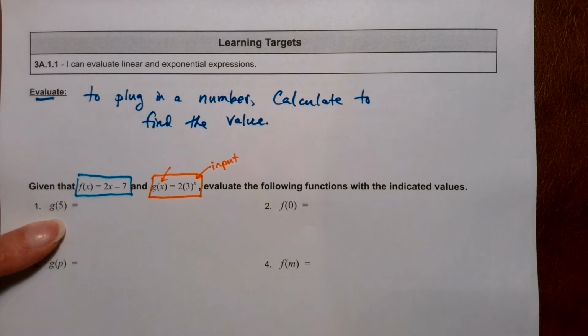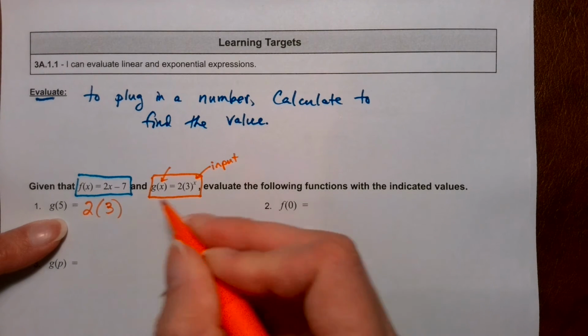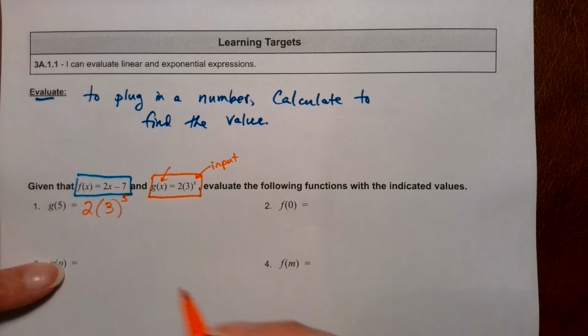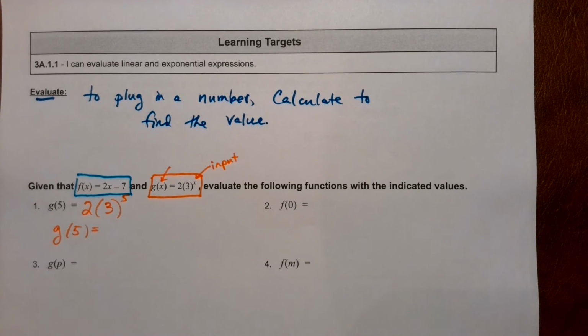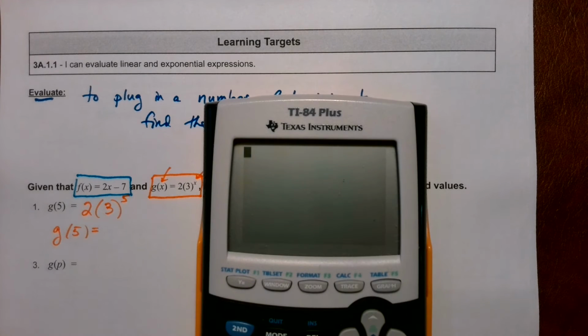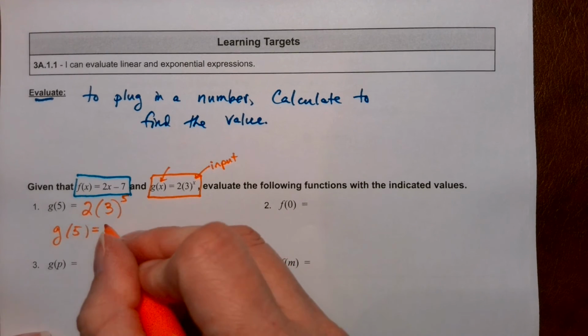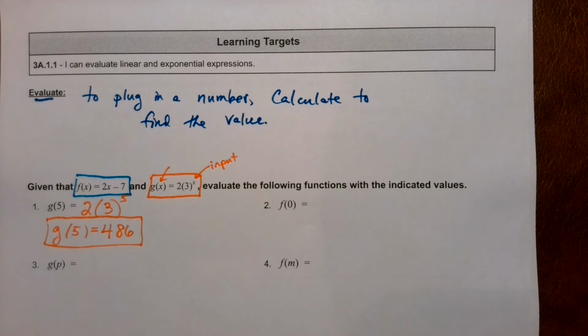So when they want us to calculate g of 5, I'm going to do 2 times 3 to the input value of 5, to the 5th power. Let's figure out what g of 5 is equal to, and I'm going to use my calculator for that. I'm going to do 2 times 3, and then the little power button right there, to the power of 5, and the answer is 486. So we are plugging inputs in to calculate the output.